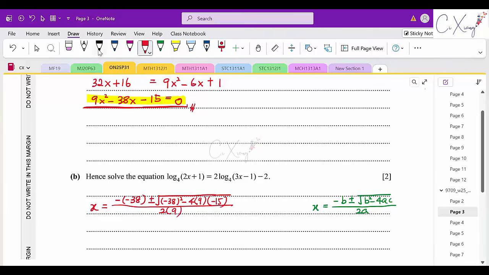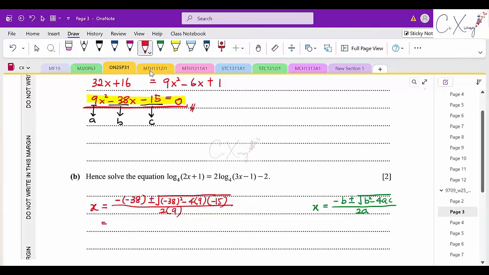Just in case for those who have already forgotten what you learned before, 9 is the coefficient of x squared, which is the a. Then negative 38 is the coefficient of x, which is the b. Then c will be the negative 15, the constant term. Right. Yeah. So after you get the answer from this part, then we try to simplify it.